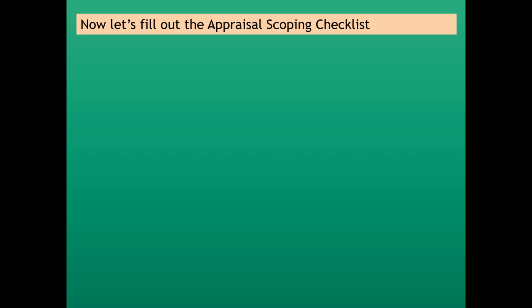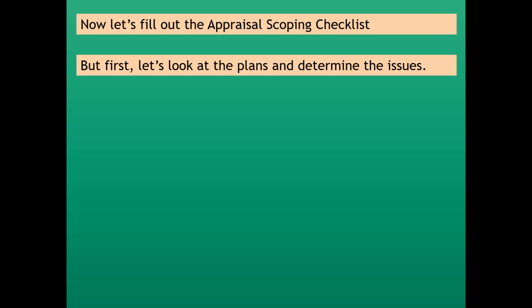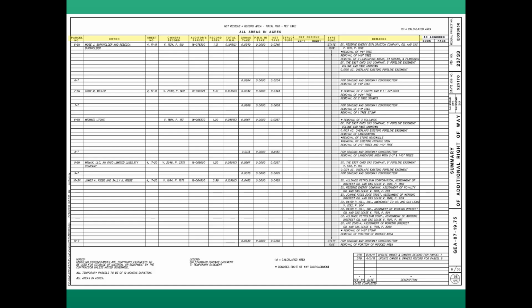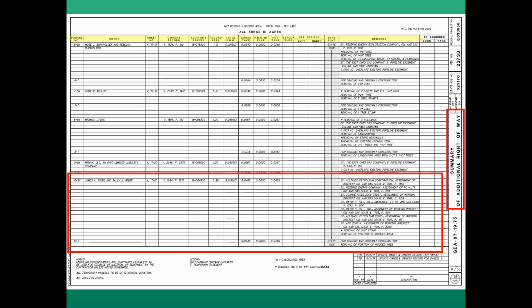All right, now let's fill out the appraisal scoping checklist. But first, let's look at some plans and determine what the issues are. What we're looking at right now is a summary of additional right-of-way from a set of highway plans. And we've outlined in red parcel 10SH and 10T, and the property owner is the Ribes.